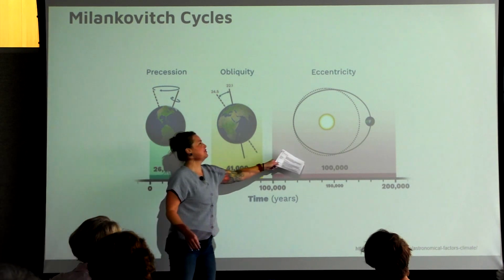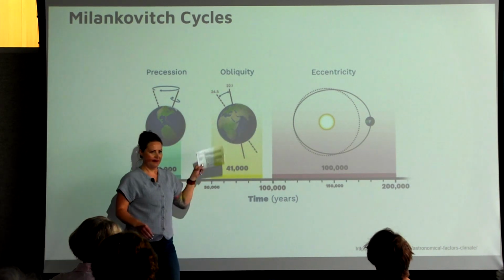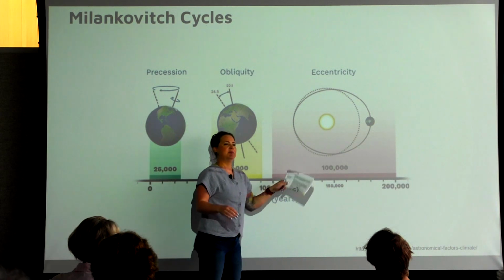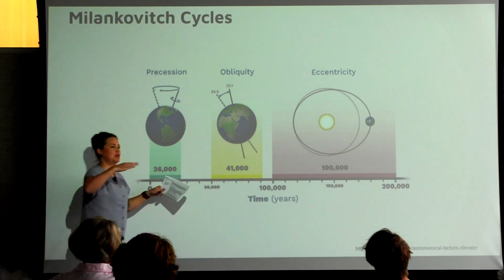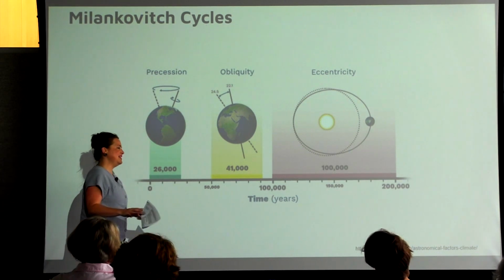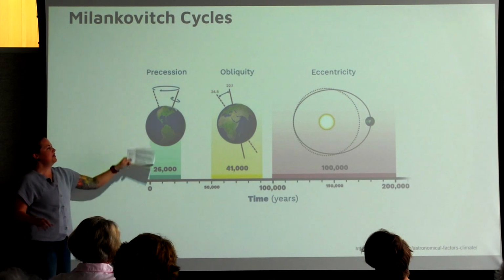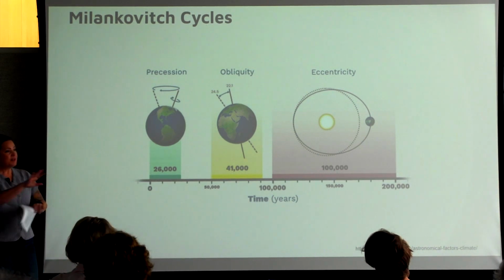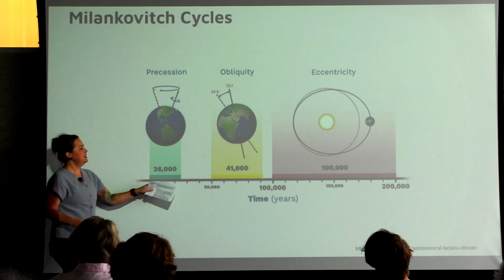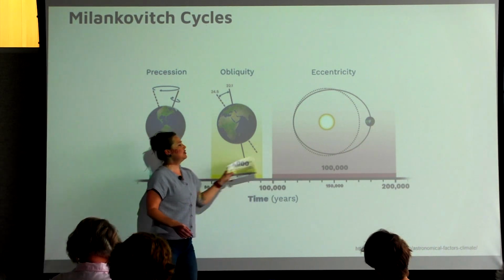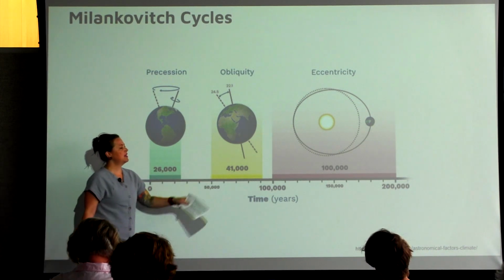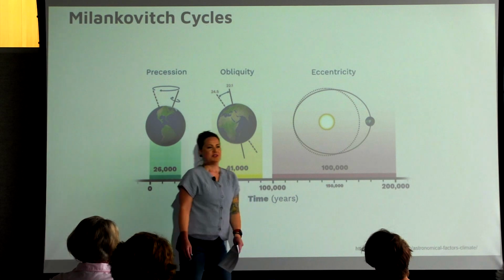And then there's eccentricity, and that's the shape of our orbit. Sometimes it's more oval, and then sometimes it's more circular, and that can change how close parts of our Earth are at certain parts of the year. All three of these things working together or separately can have massive effects on our climate. And they seem to go in cycles. Each one of them has a cycle: a 26,000-year cycle, a 41,000-year cycle, and a 100,000-year cycle.